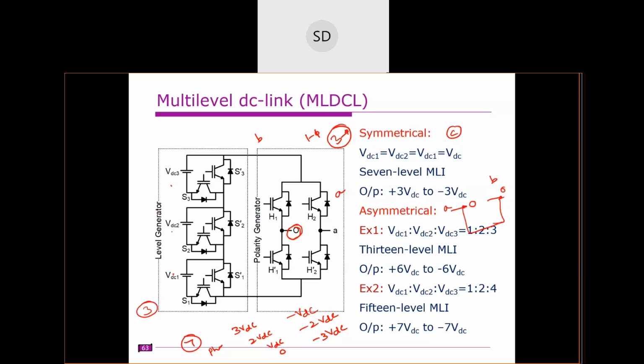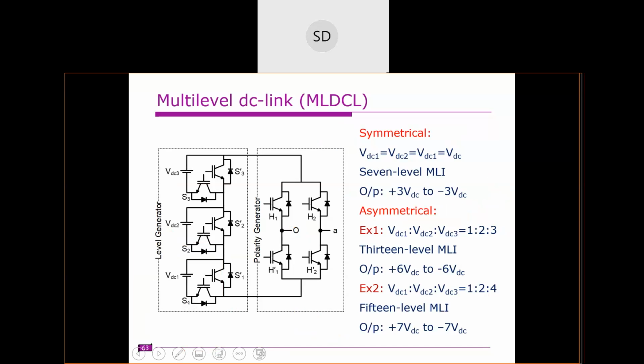So if you have equal DC sources, it can obtain 7 levels in the phase voltage and 13 levels in the line voltage, right? And another thing is, it will work with asymmetrical also, right? If you have 1:2:3, for example, this 1:2:3 DC voltage ratio, in that case how many levels can you get? It is 1:2:3.